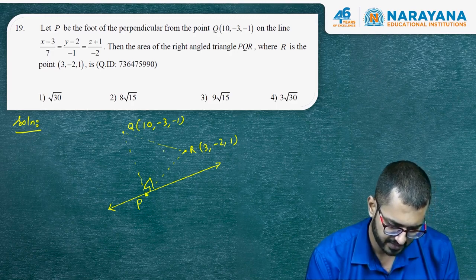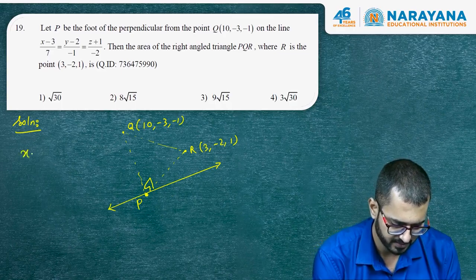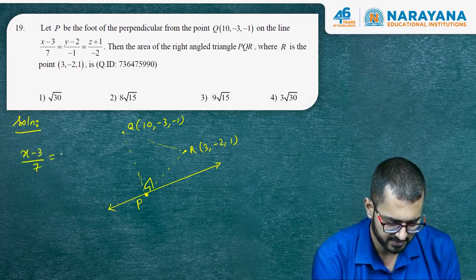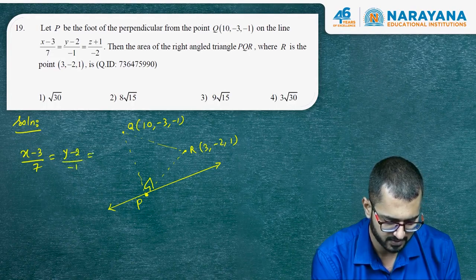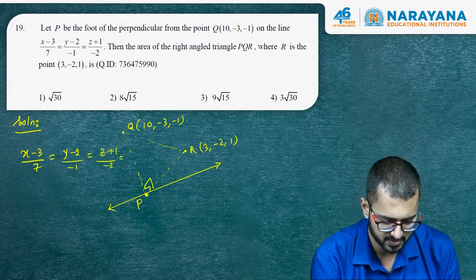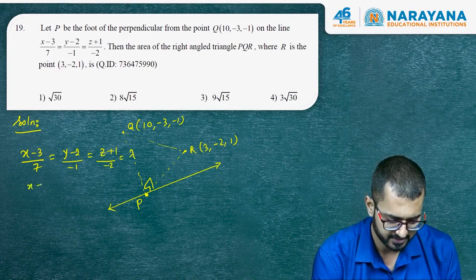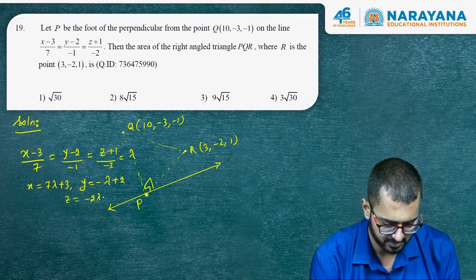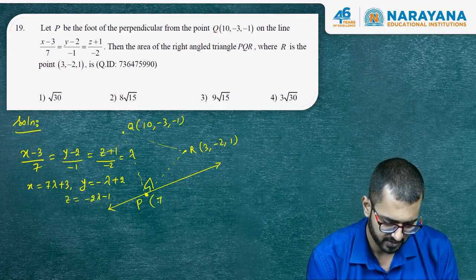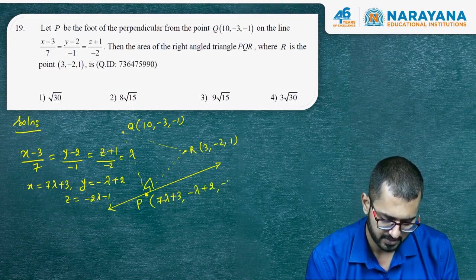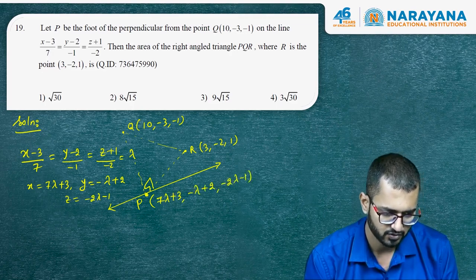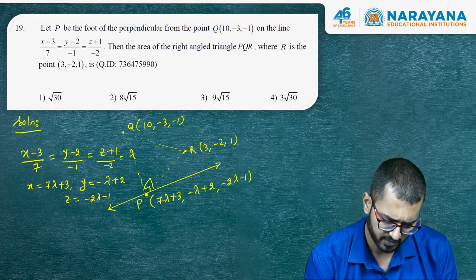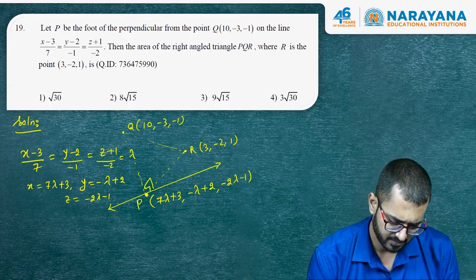So let the foot of perpendicular be a point on this line. So the line is given. We'll write down the line like this: x minus 3 upon 7 is equal to y minus 2 upon minus 1 is equal to z plus 1 upon minus 2 is equal to some lambda. So I'll get x equal to 7 lambda plus 3, y will be minus lambda plus 2, and z will be minus 2 lambda minus 1. So the point P is 7 lambda plus 3 comma minus lambda plus 2 comma minus 2 lambda minus 1. Now for this point I just need the lambda part.